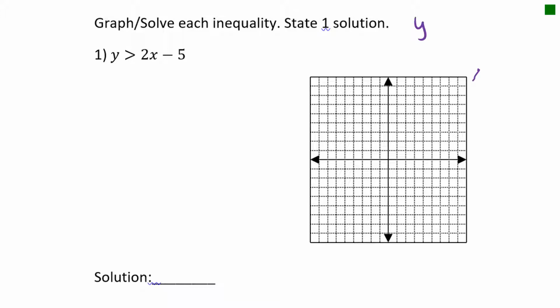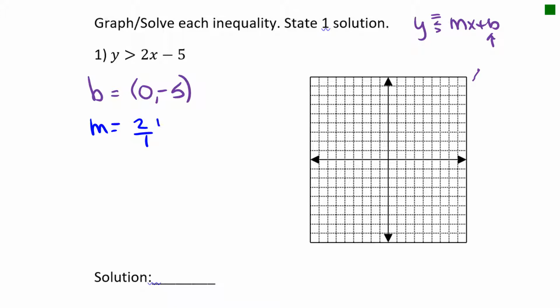So of course, the first thing is it has to be y equals, less than, greater than, one of those, mx plus b, so that we can find the y-intercept. In this case, the y-intercept is (0, -5). The next thing we want is the slope, and once the y is alone, it's the coefficient of x. A slope of 2/1 tells me go up 2, right 1.